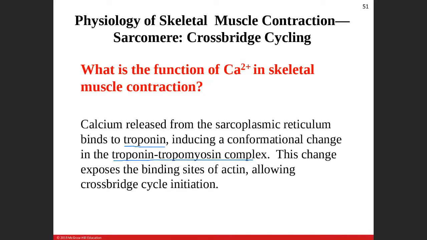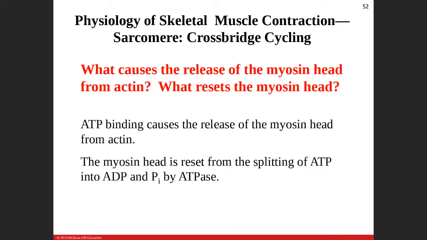So we can expose the myosin binding sites to myosin, so we can now create our cross-bridge cycling. Okay? You guys feel pretty good about that? All right, good. All right, what about this one? What causes the release of the myosin head from actin?